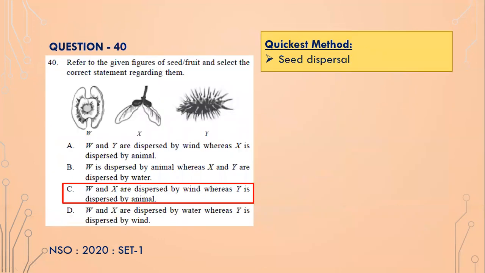Refer to the given figures of seed and fruit and select the correct statement regarding them. Again, easy question. W and X, they are dispersed by wind, isn't it? This looks like a helicopter. Again, this has wings, so they are dispersed by wind. However, this seed has thorns, so it will stick to the animal, isn't it? So they are dispersed by animal. So C is the correct statement.